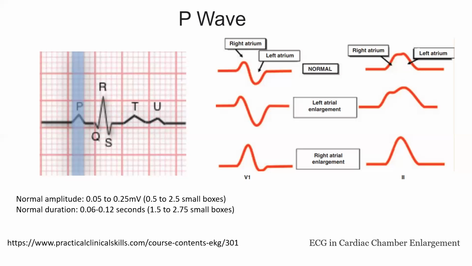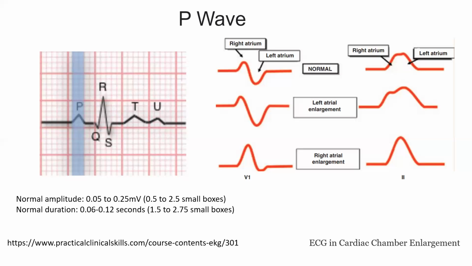Let's say it's a left atrial enlargement: the P wave in both leads will have a wider duration, longer than 0.12 seconds, which is larger than 3 small boxes. In a left atrial enlargement, you can see that the negative phase will be larger than the positive phase in the V1 P wave, and in lead 2, the P wave is also larger in the left atrium's part.